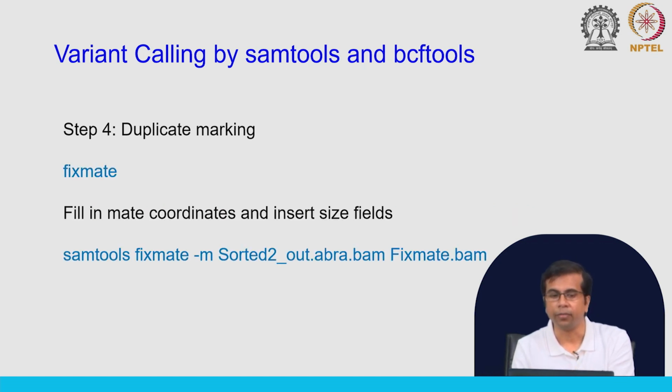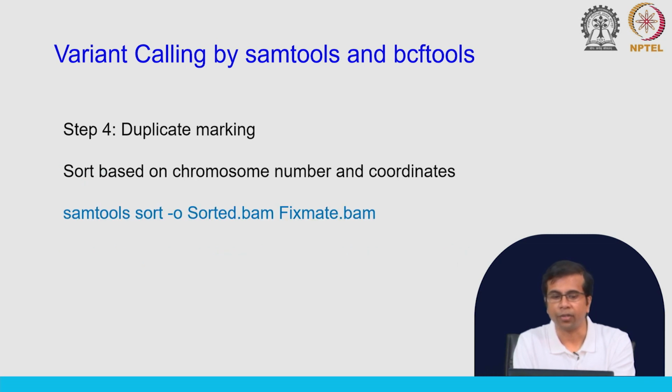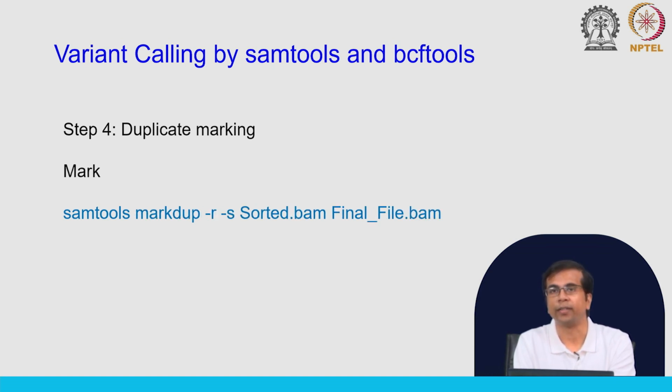Then we have to use something called the fixmate command. This will fill in mate coordinates and insert size. During duplicate marking, the program will compare these mate coordinates and insert sizes before it marks them. And after that is done, we have to again sort based on chromosome number and coordinates, and these will be used for the actual marking step.